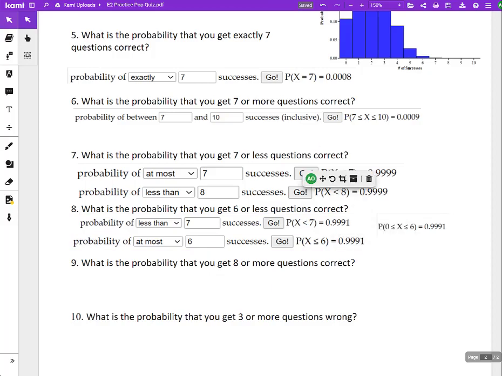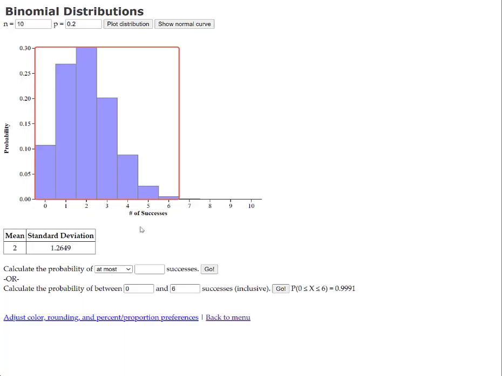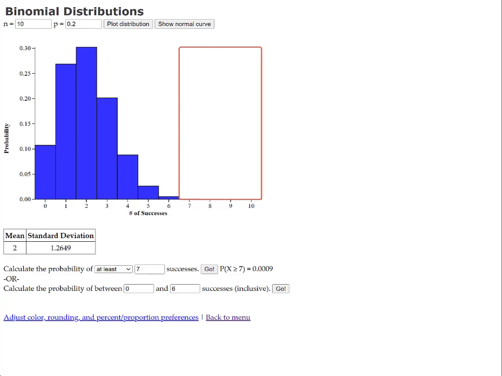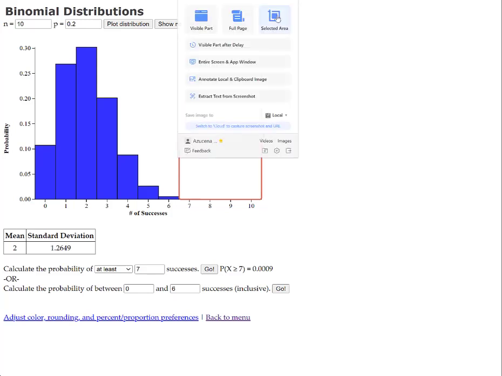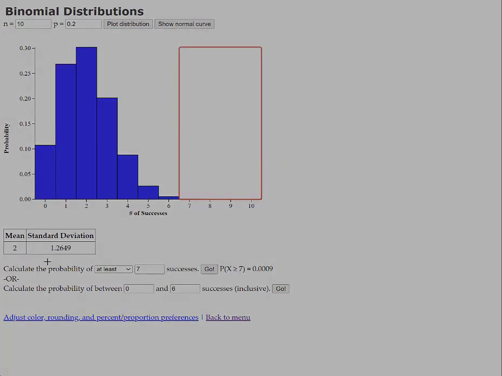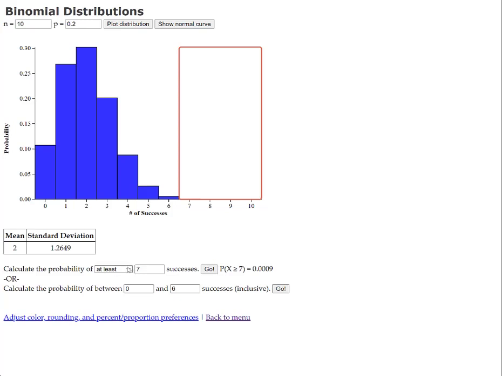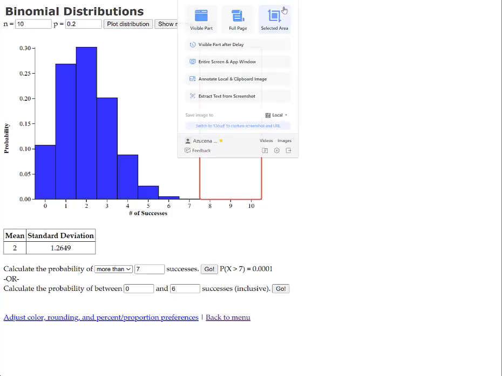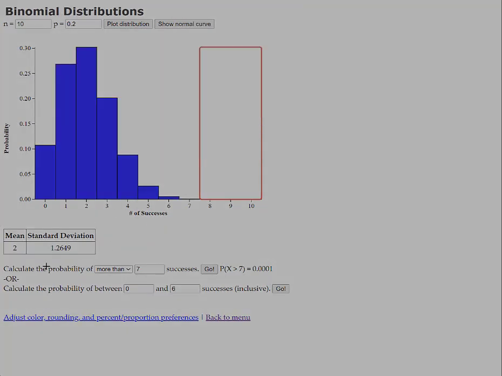What's the probability you get 8 or more? Okay, so we're going on the other side. That means more than 7, right? That would be one way to answer it. We're finding that's 0.009. At least, wait, 8 or more. Oops, that's not the right answer, is it? Hold on. 8 or more, so that means more than 7. All right, so now we're at 8 or more. So always double check your picture there. Make sure it makes sense.